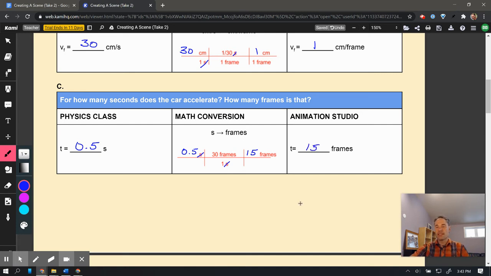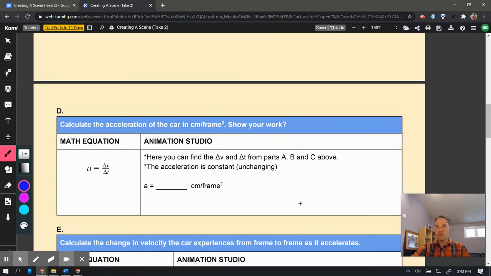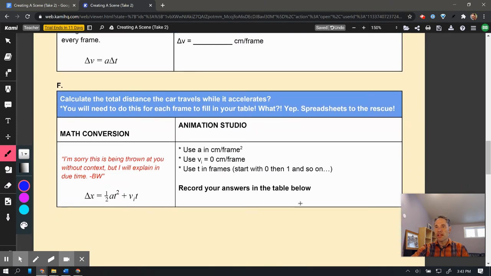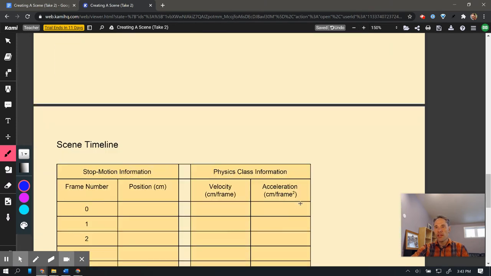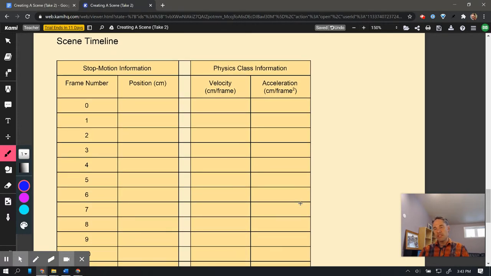That makes sense. All right, let's look down below. And I'm going to skip some of these other questions for just a moment: the acceleration question, the change in velocity question, and the distance question. And I'm going to come down here to the scene timeline. I'm going to see if I can fill in some of these pieces as things go. So I'm going to come over here and say, well, what do I know?